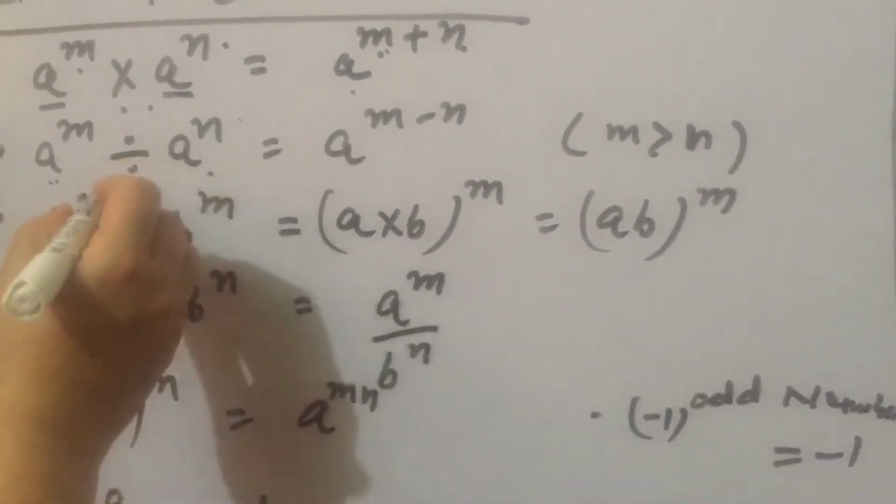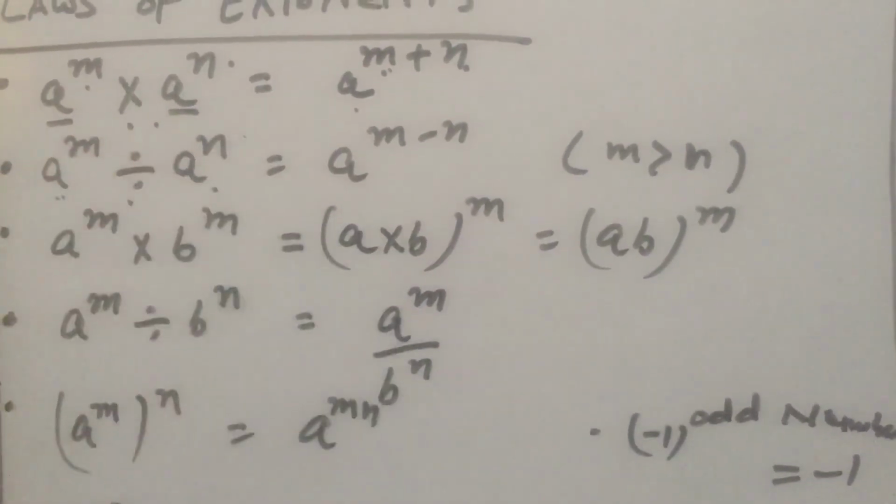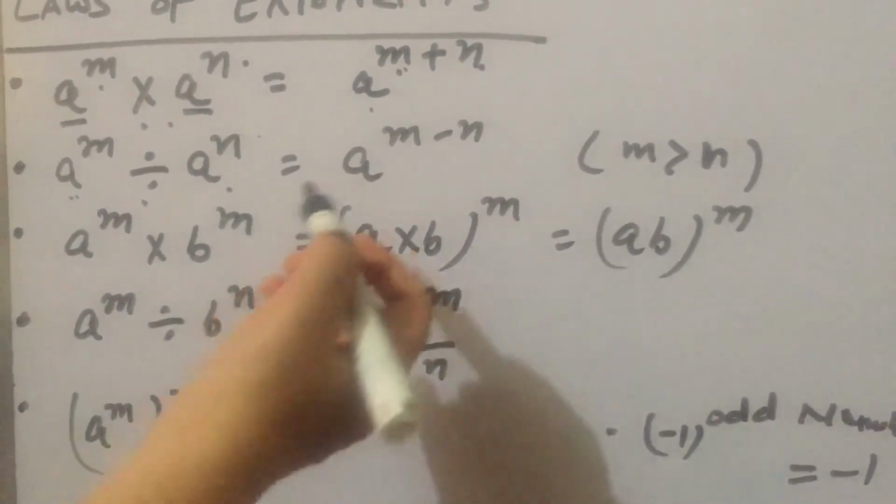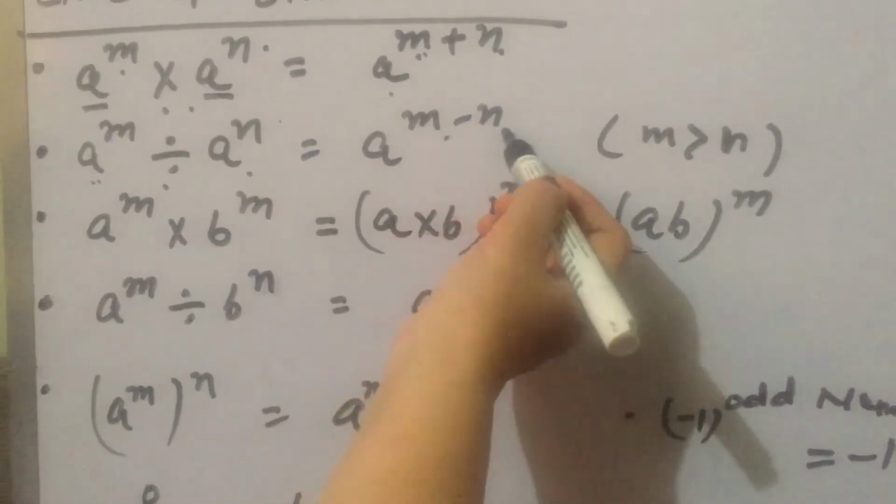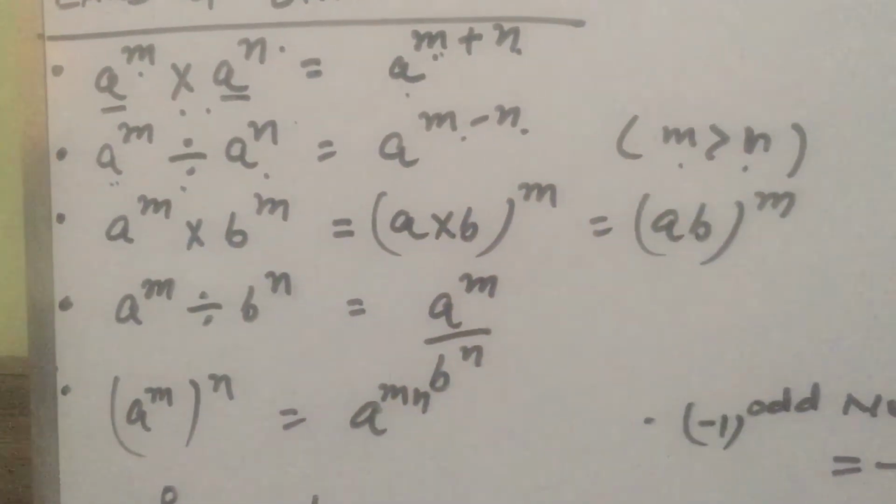Next is a raised to power m divided by a raised to power n. Base is the same, the divide sign is here and the power is different. So the power will be subtracted: a raised to power m minus n, where m is greater than n.